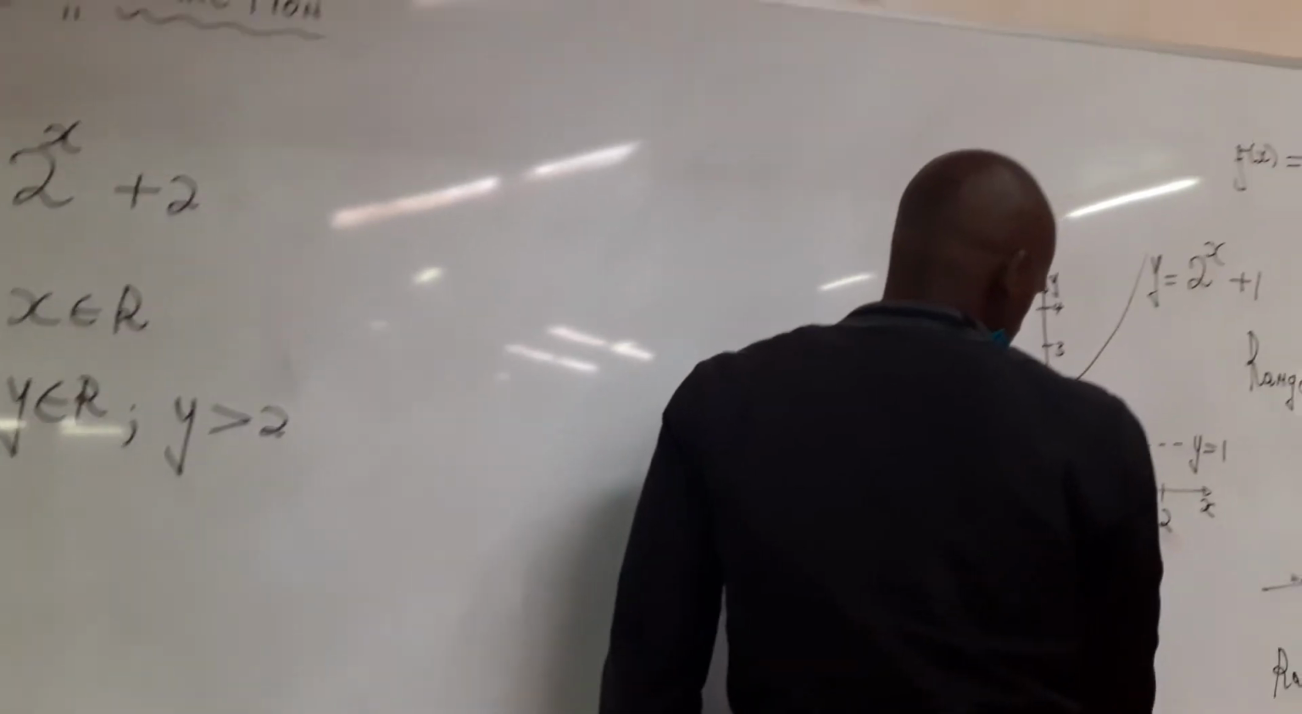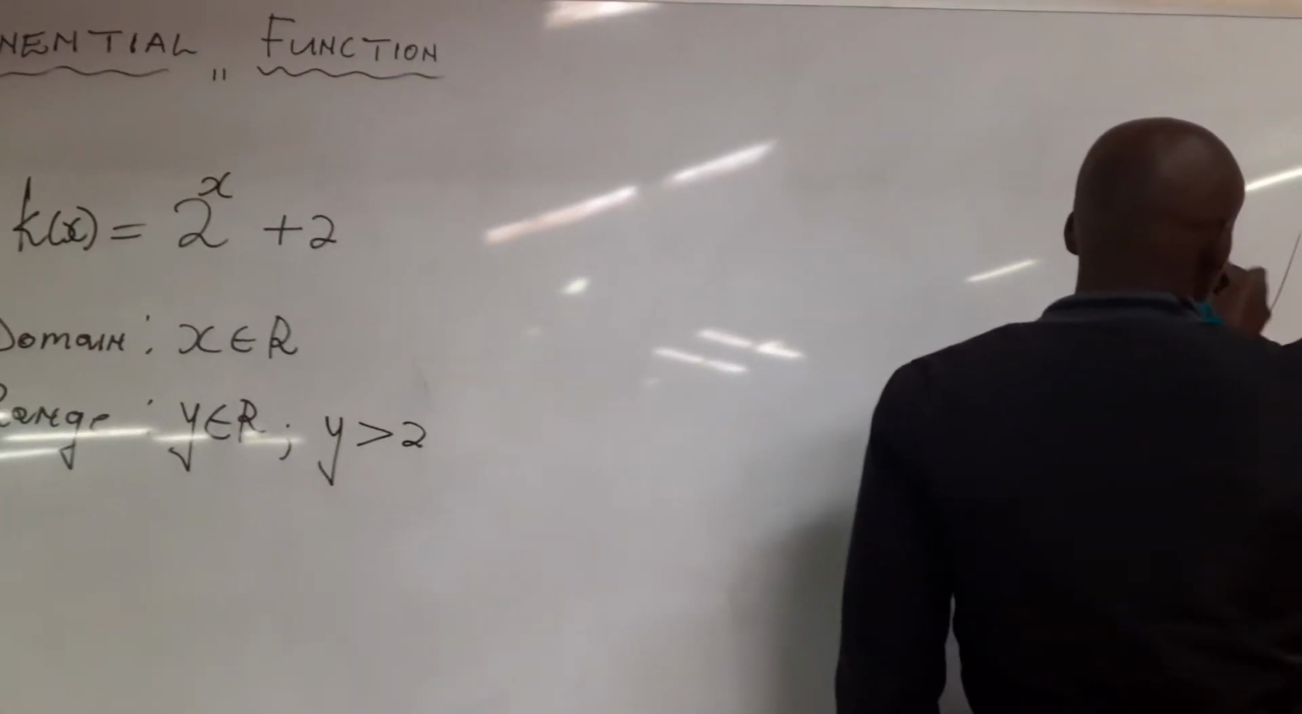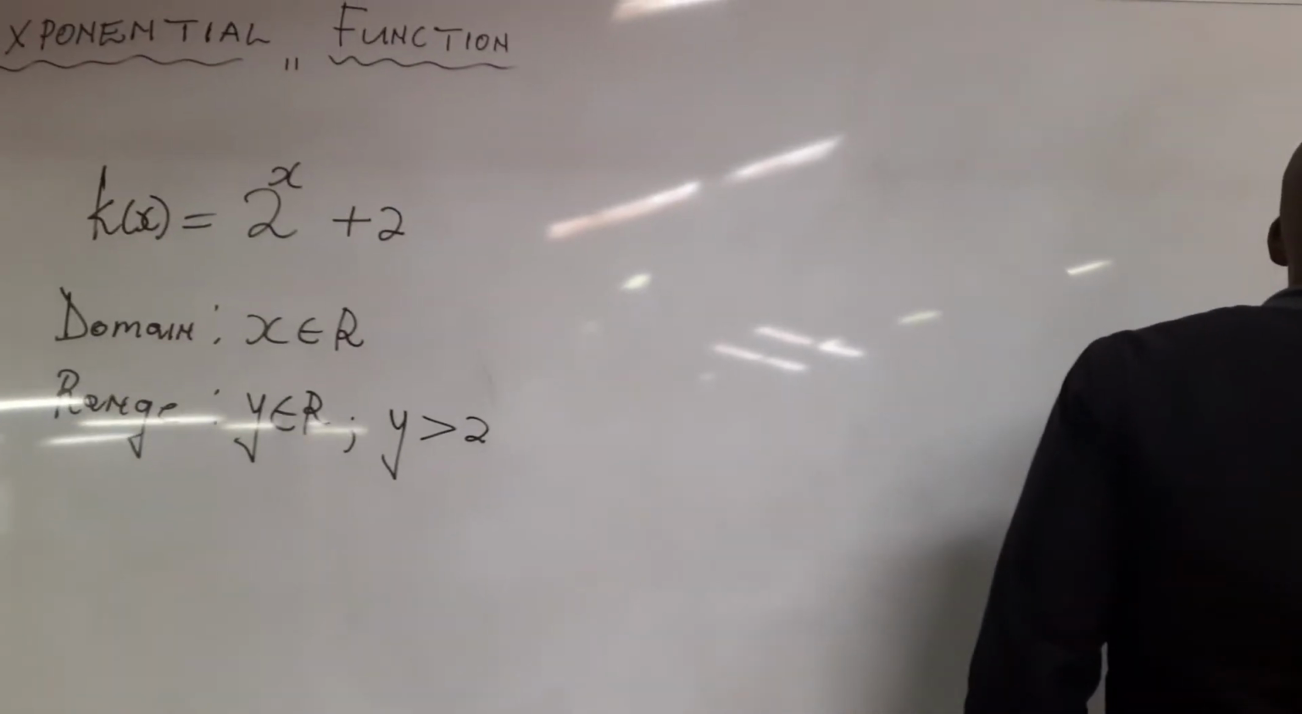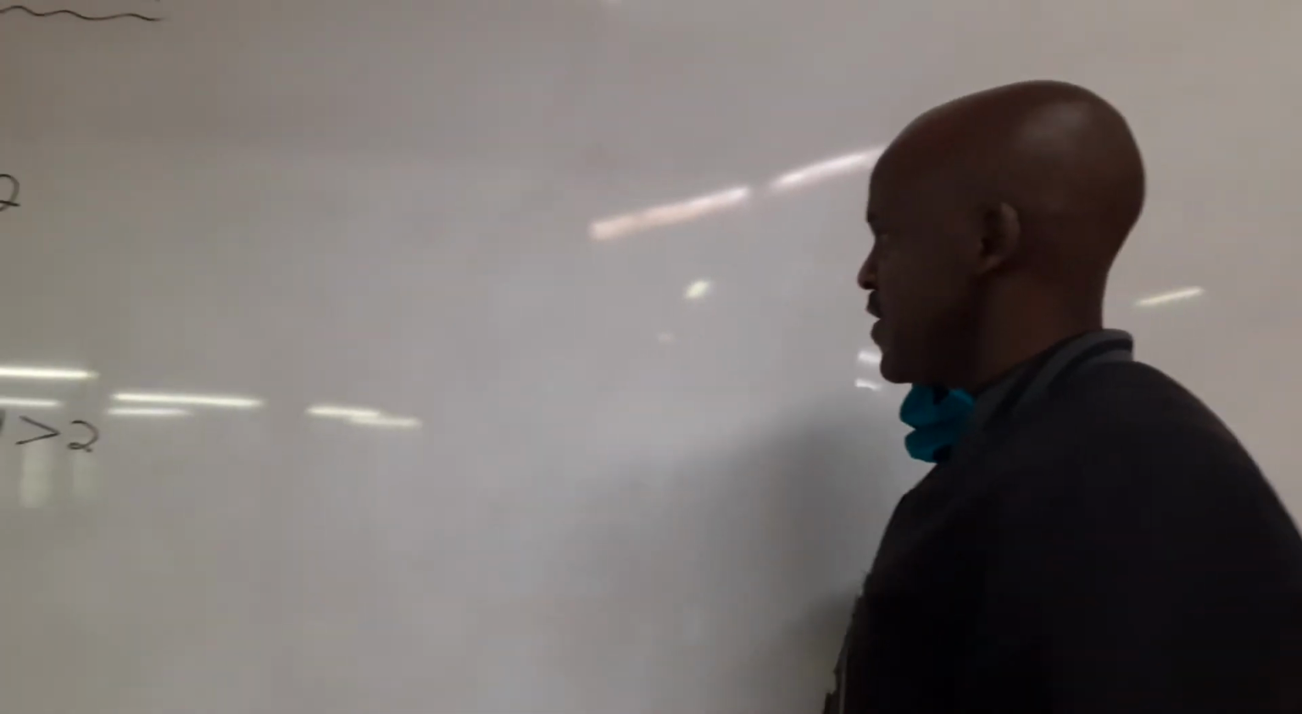So to sketch an exponential equation, you just find the x and y intercepts and then the other 2 points. So you sketch the graph. And be careful of the shape of the graph.